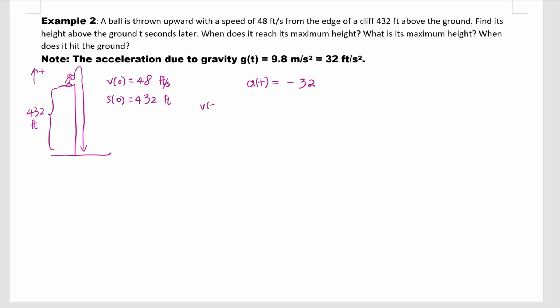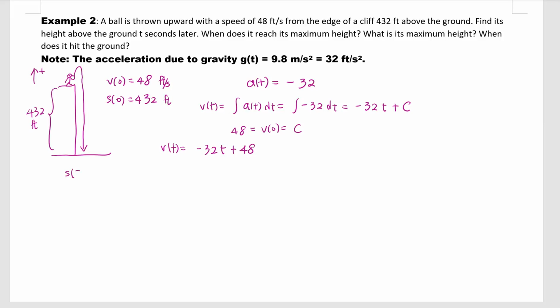And then velocity is the integral of acceleration. So the integral of negative 32 dt is negative 32t plus c. When we plug in the initial velocity, we get c, and c is 48. But be careful, your c is not always the initial velocity. Okay, and then my v of t is negative 32t plus 48.